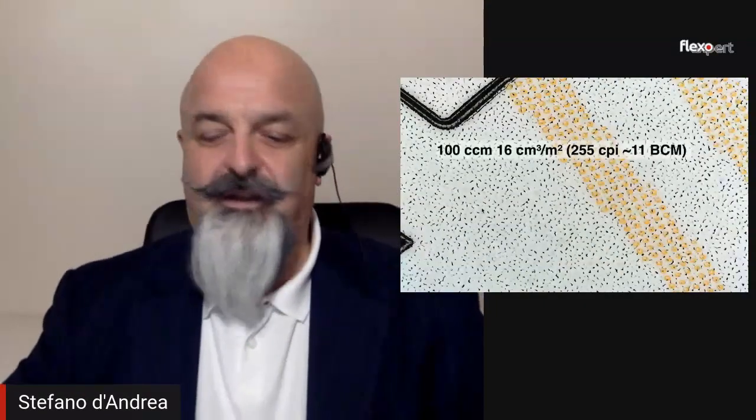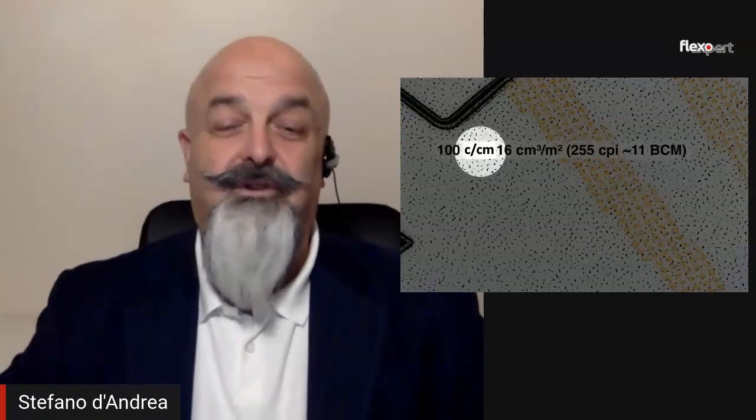Last time, when speaking about printing white ink with incorrect analog specifications, I also made a little mistake when indicating the line screen in the metric system with the CCM. I should have used C divided CM as the correct unit of measure for the line screen in the metric system. So I thought it could be interesting to spend a word about the correct units of measure that we use to describe the specifications of our anilox roll.